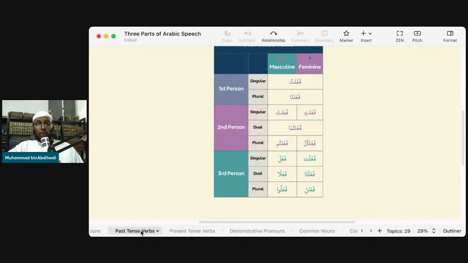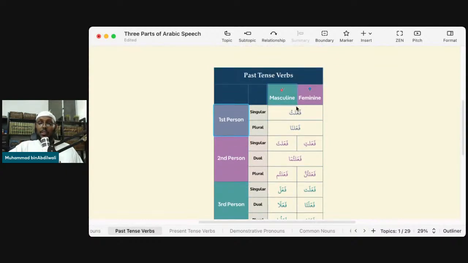That's where the Tanam tables come in, where you practice 6 of them at a time or 5 of them at a time. So each Tanam table deals with one person at a time. First person, second person, third person, past tense. That's how you learn it.